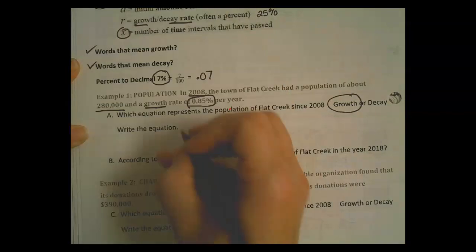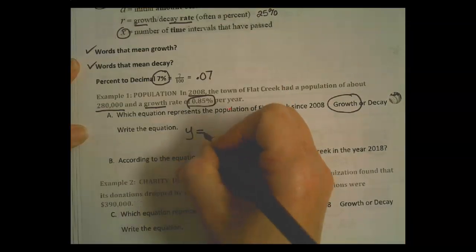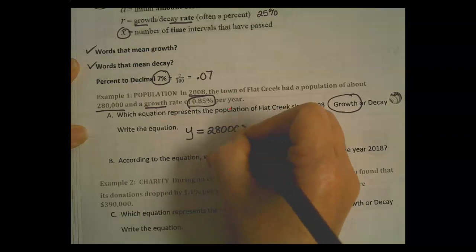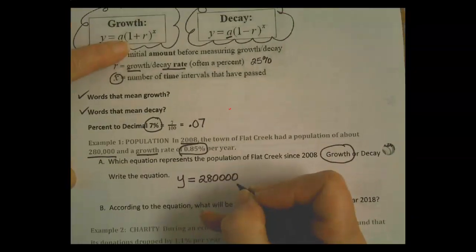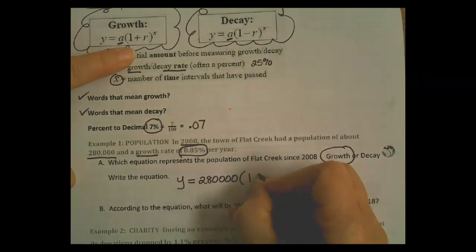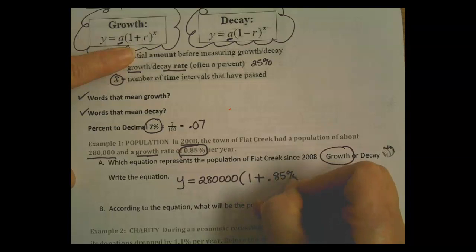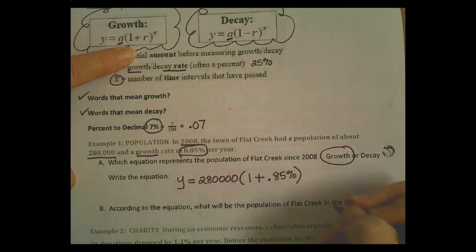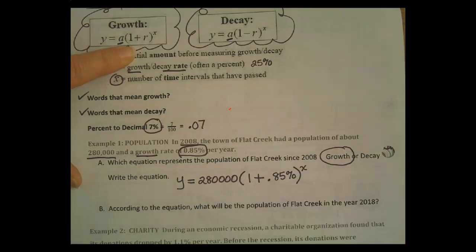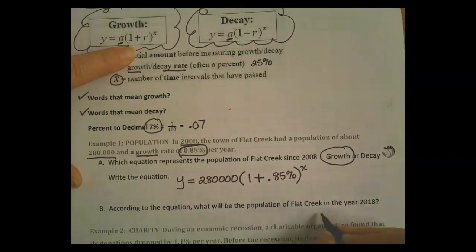We're trying to find y, our initial amount, which was 280,000. Go back up to the top, scroll down, so we're using this growth equation: 1 plus 0.85%. I prefer to use the percent key in my calculator. And then X is how many years? Well, I don't know that, so we'll just use X. And there's my equation.